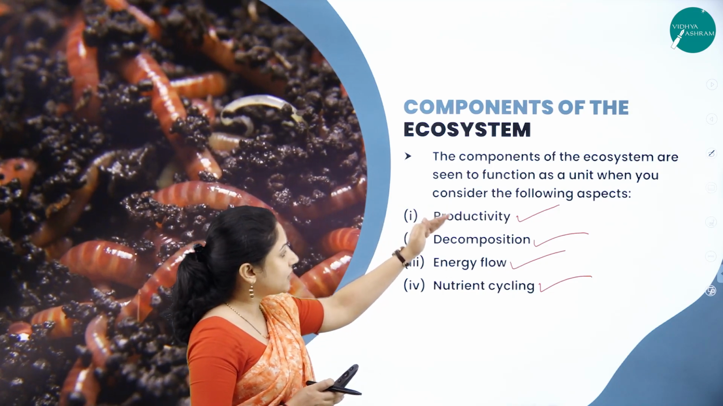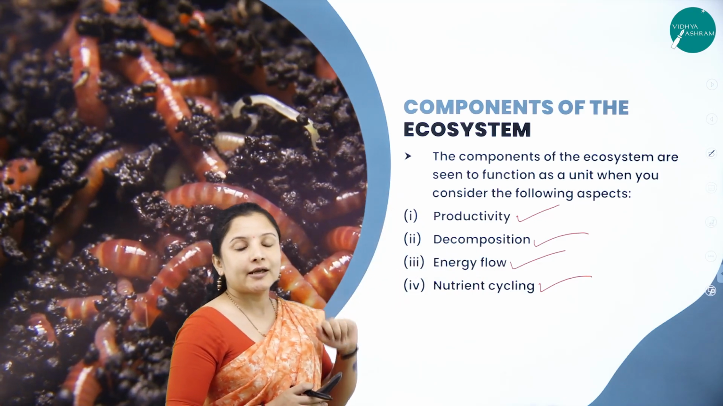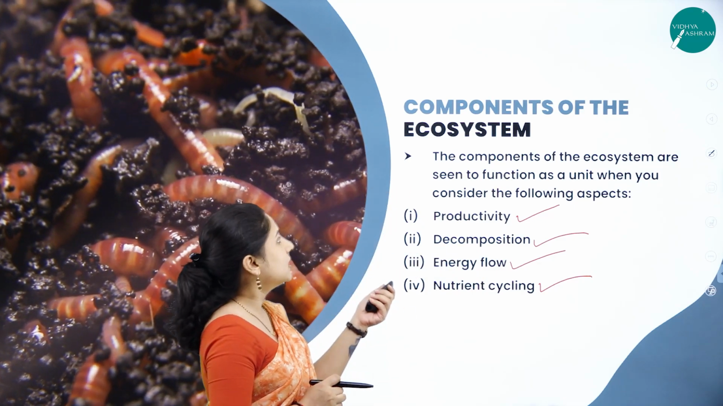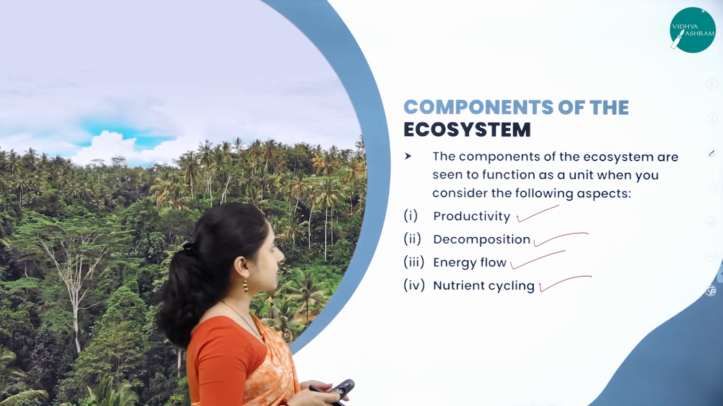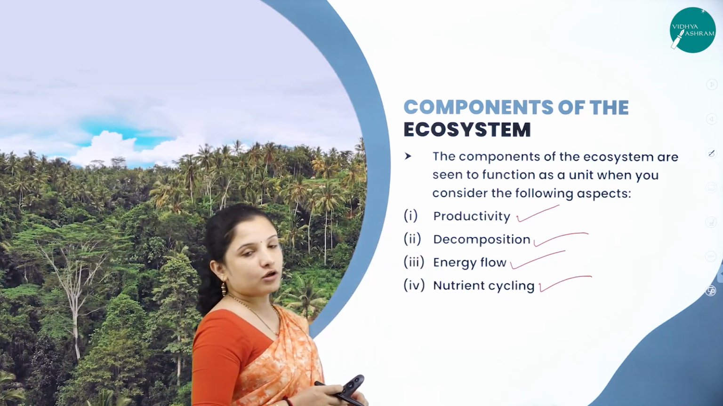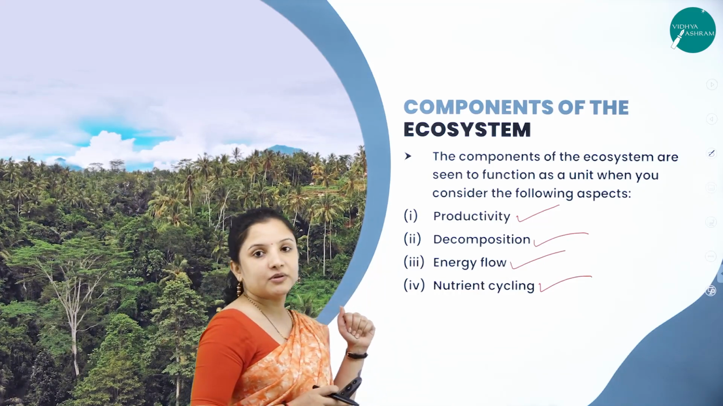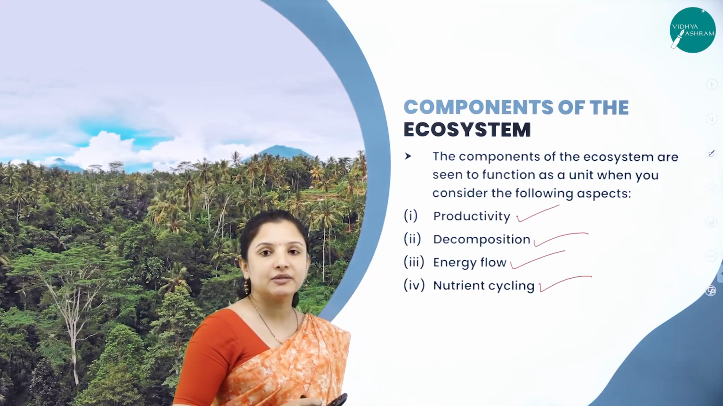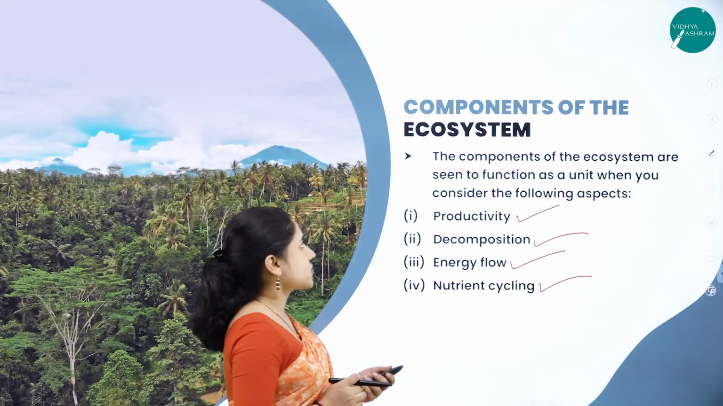So if all of these are functioning in a balanced way, then only the ecosystem will get balanced. So let's study about these one by one in the coming sessions. That is, under productivity what happens, under decomposition what happens, under energy flow what happens, and under nutrient cycling there is carbon cycling and phosphorus cycling. All that we'll study in the coming sessions.